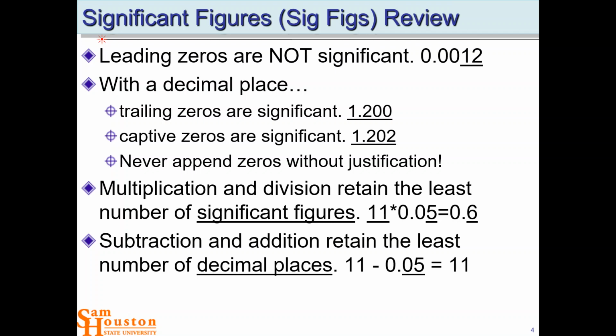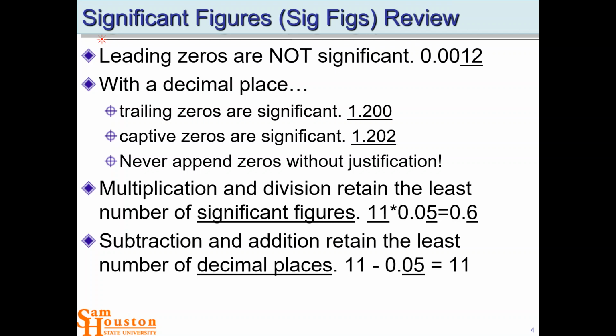It's not significant figures this time, it's decimal places. So place value is important for subtraction and addition. So subtraction and addition retain the least number of decimal places. So 11 minus 0.05 is just 11. Now that blows some people's minds, right? But why is that? You can understand why that is.